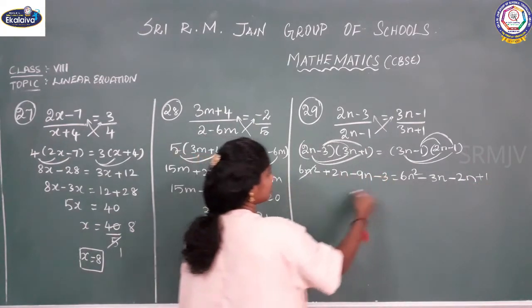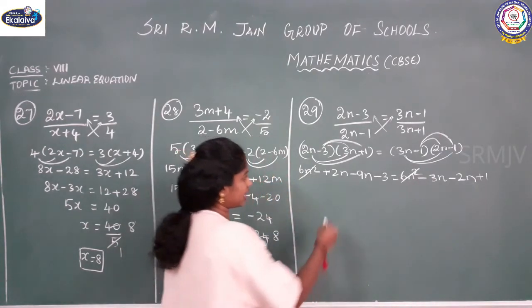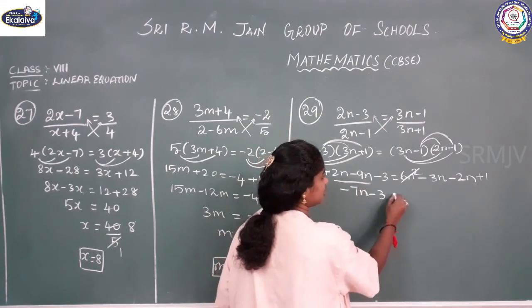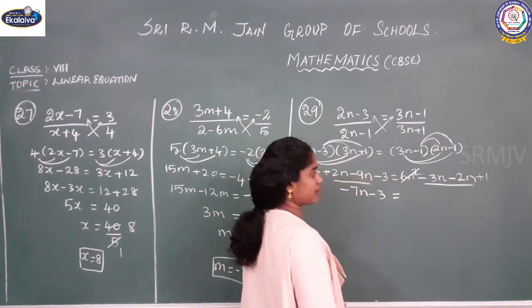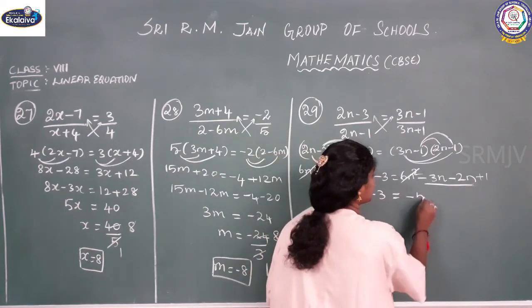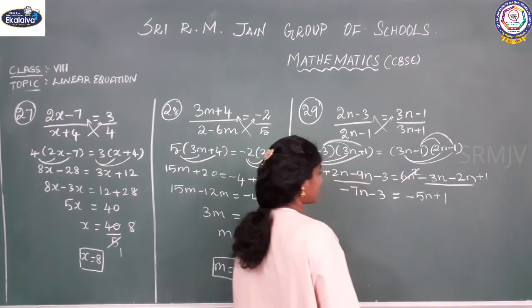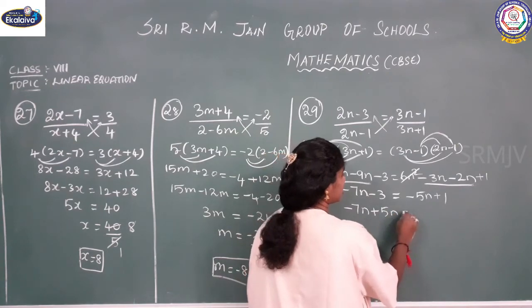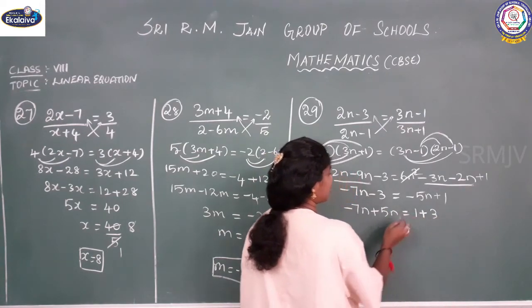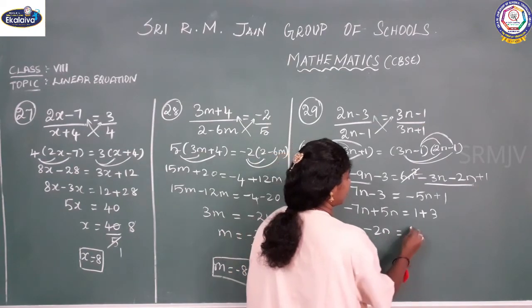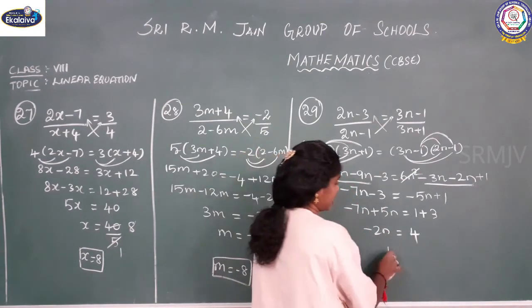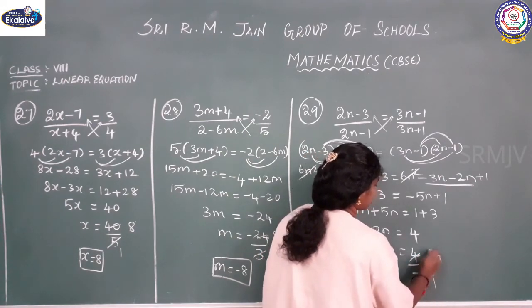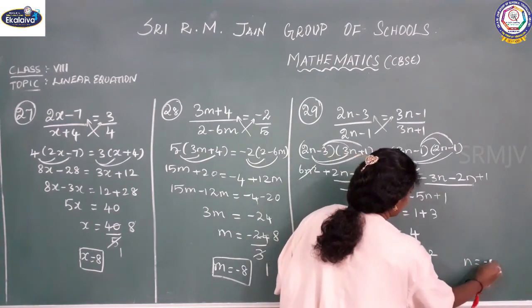Now I can cancel this 6n square and this 6n square. I'll get 2n minus 9n, minus 7n minus 3 is equal to 3n minus 2n minus 3n minus 2n, I'll get minus 5n plus 1. Let us bring all the n one side. Minus 7n plus 5n is equal to 1 plus 3. So I'll get minus 2n is equal to 4. So what I'll get? n is equal to 4 by minus 2. So I'll get 2 1s are 2, 2 2s are 4. So n is equal to minus 2.